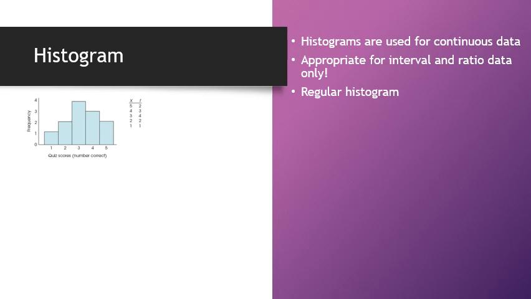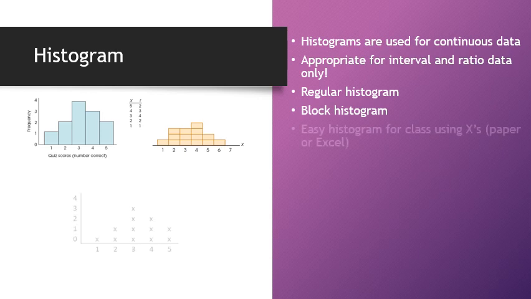A regular histogram looks like this. Again, we looked at this the last section. A block histogram is what you see many times. They both mean exactly the same thing. And sometimes you want to just use an easy histogram for class using X's. I would permit you to turn in something like this. Just put an X representing each score you had.